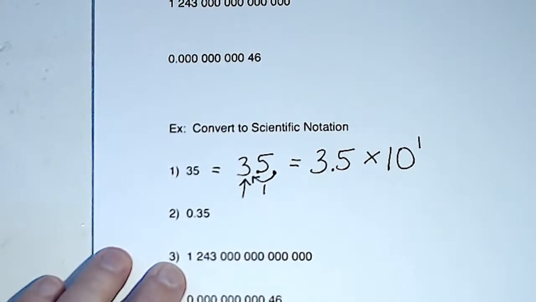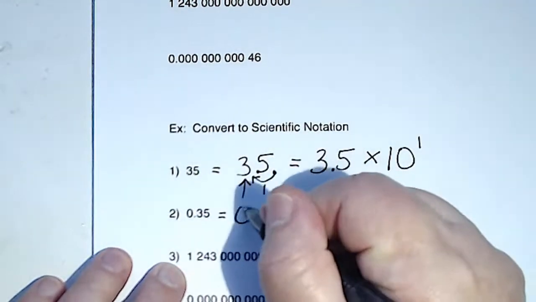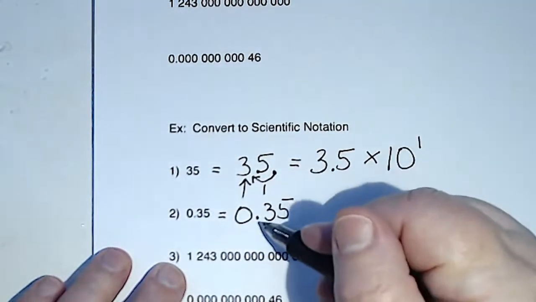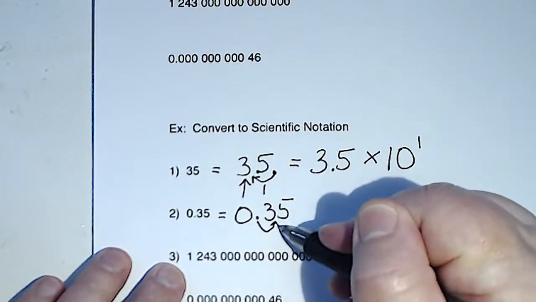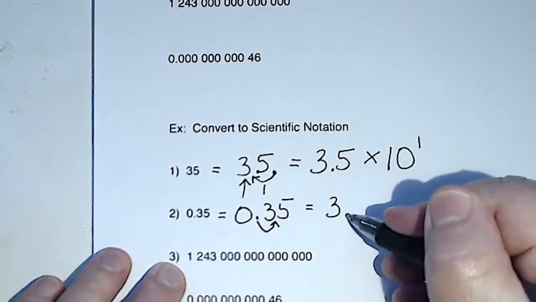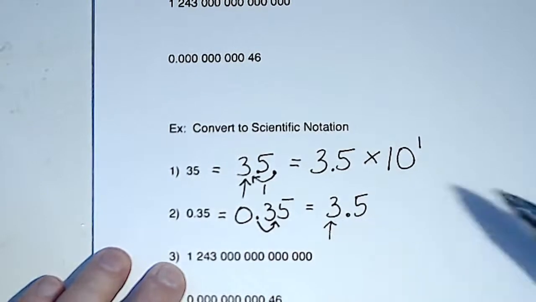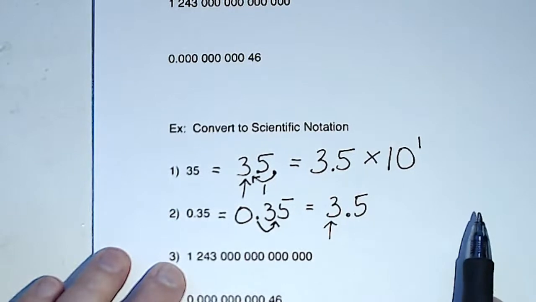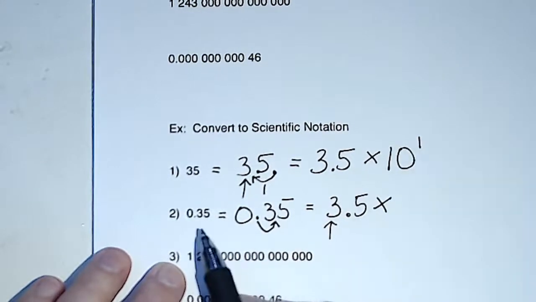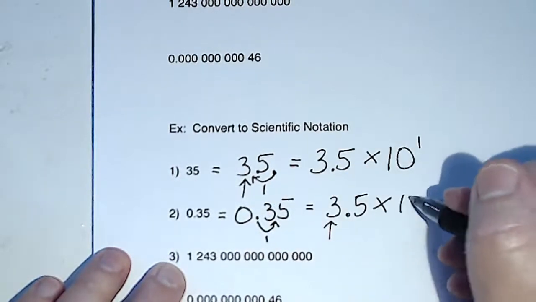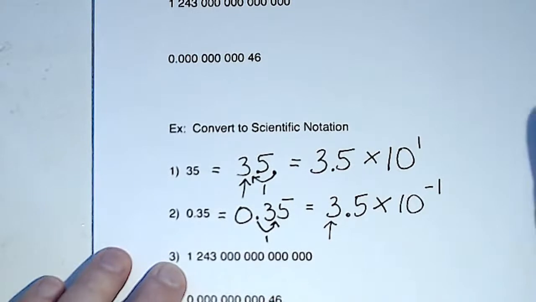Now, what if I had 0.35? Well, to a certain extent, it's easier because you've got the decimal point right there. In this case, I'm going to be moving the decimal point one space to the right because, again, I want this to have one non-zero digit to the left of the decimal point, then a decimal point, and then whatever else I got. Now, this number had started out small. I moved it one space, so I'm going to write it as 10 to the negative 1.